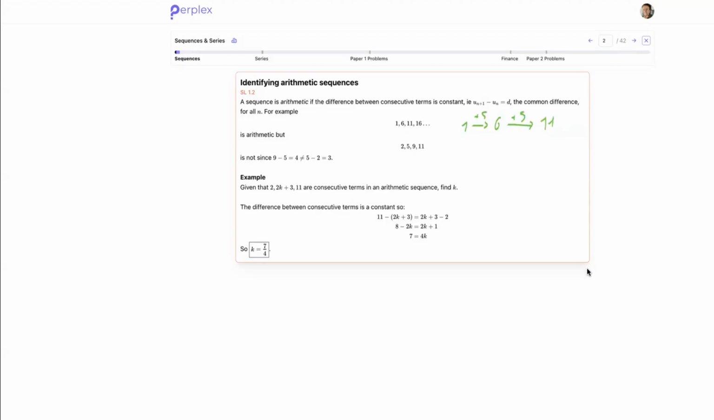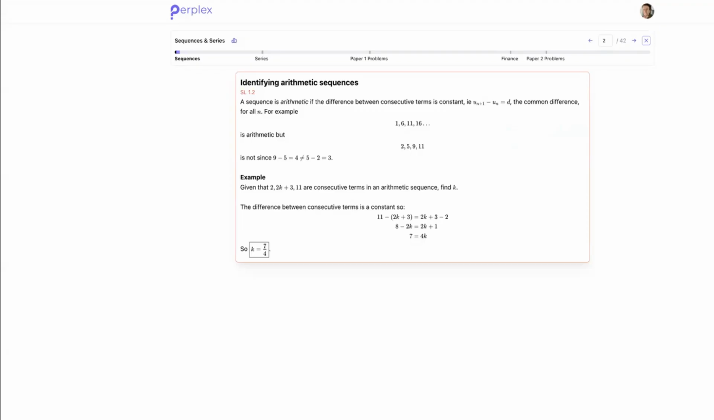The next sequence is not arithmetic because to go from 2 to 5, I have to add 3. But to go from 5 to 9, I have to add 4. So that would not be arithmetic. And that is probably pretty basic. Let's maybe do a bit of a harder example. If I have 2k plus 3 and 11 as consecutive terms in an arithmetic sequence, and I want to find k based on that fact.